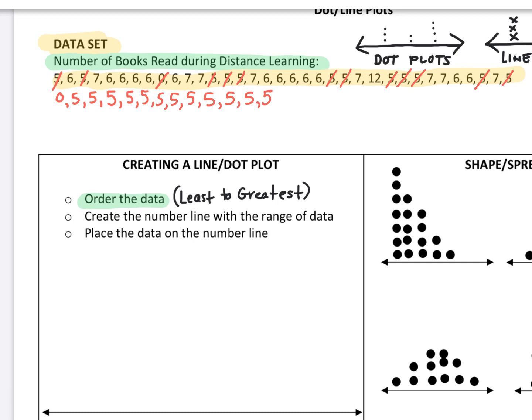Okay, let's go to the next one. I'm looking for 6s, which I see a lot of them. So let's go ahead and do that. Here's my first 6. Here's my second 6. Here is my third 6.